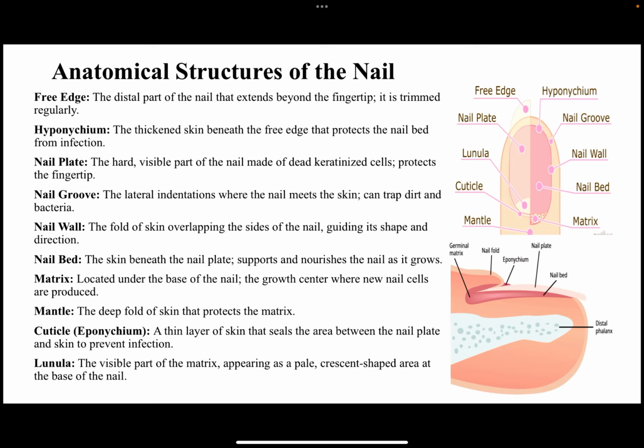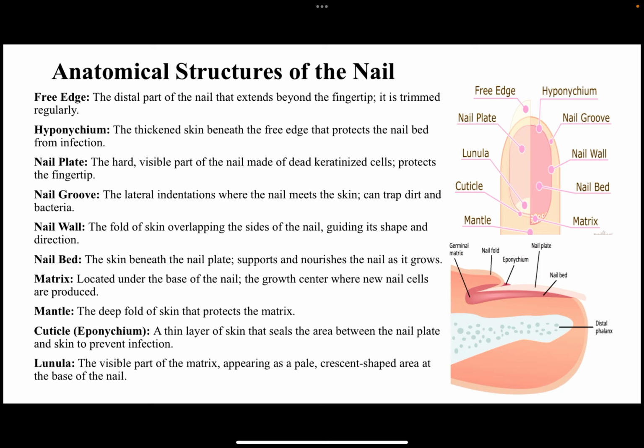We have the nail bed. The nail bed is the skin beneath the nail plate that supports and nourishes the nail as it grows. And then we have the nail matrix. The nail matrix is located under the base of the nail, where new nails are produced. Then we have the mantle of the nail. The mantle is the deep fold of skin that protects the matrix. That is the mantle of the nail.